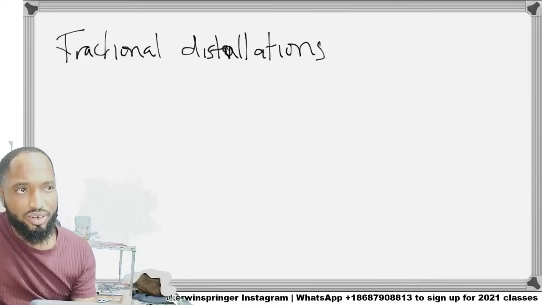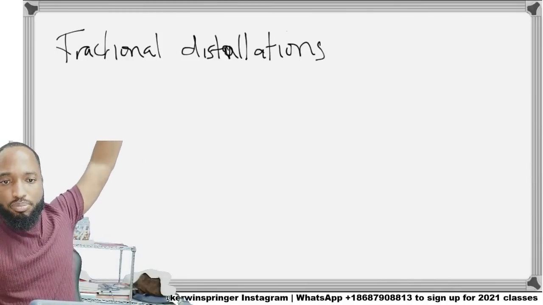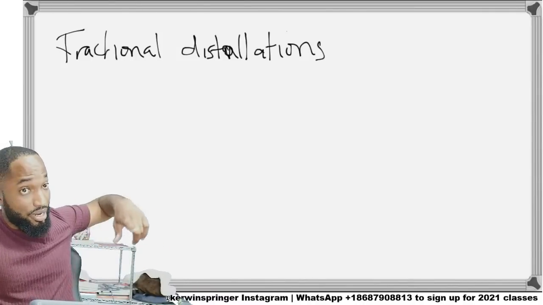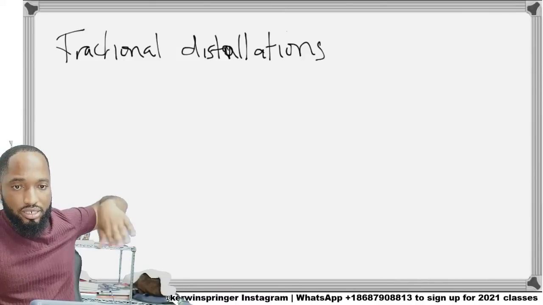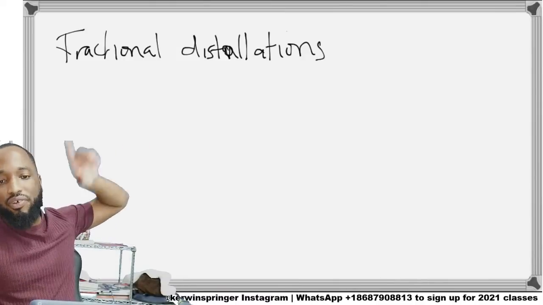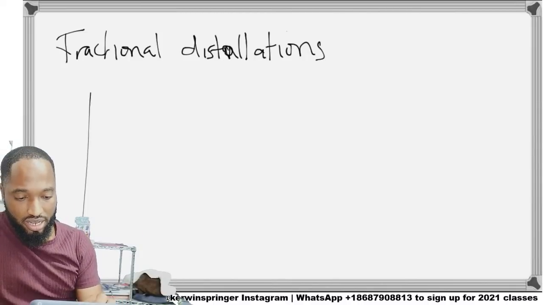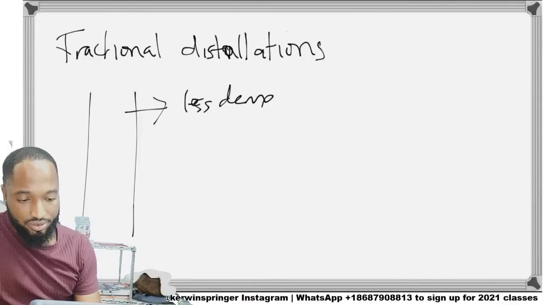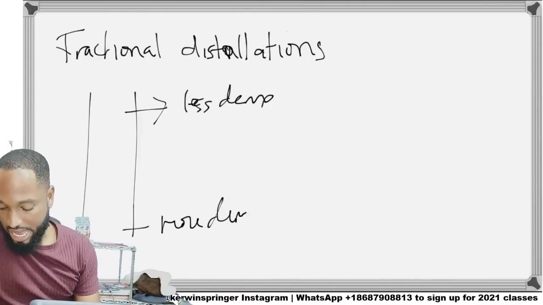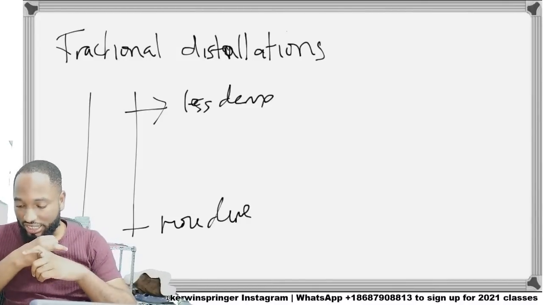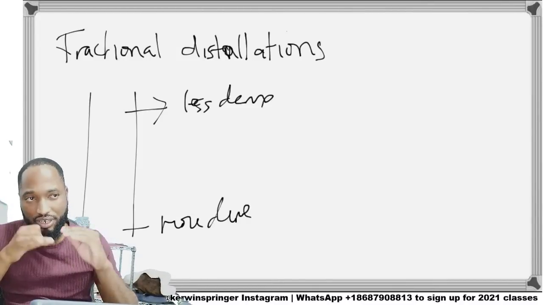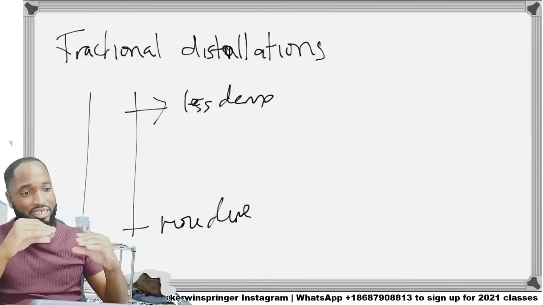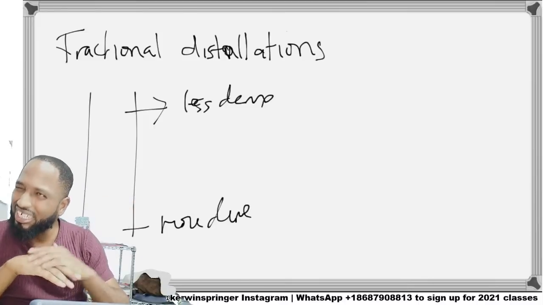You need to know that the less dense goes up and the more dense goes down. The less dense will remain a gas and go up the fractionating column, so you'll have less dense here and more dense here. And fractional distillation is used to separate liquids of different densities.